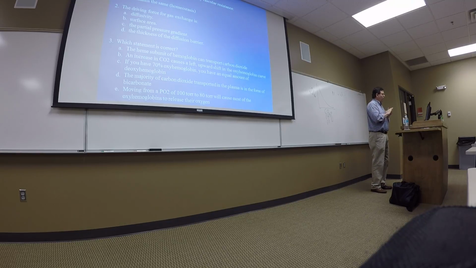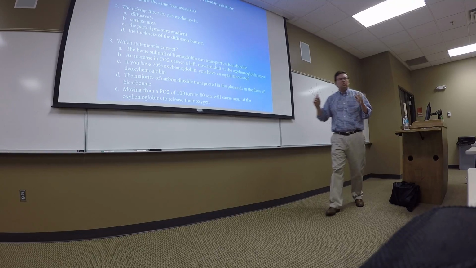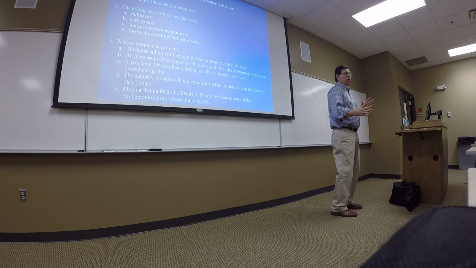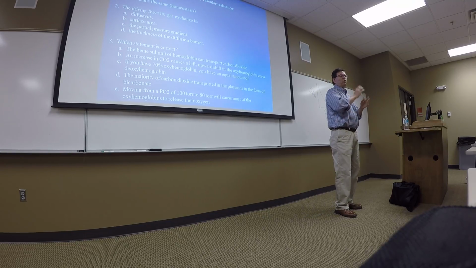Moving from a partial pressure of oxygen of 100 torr here to 80 torr, that'd be something like there, would cause most of the oxyhemoglobin to release its oxygen. Not even close, because when you're at 100 torr, you're about 97, 98% saturated. Can somebody make my day? What is the partial pressure of oxygen coming into pulmonary capillaries?